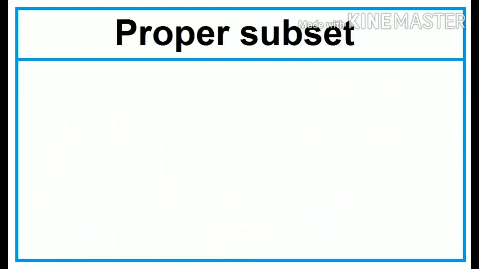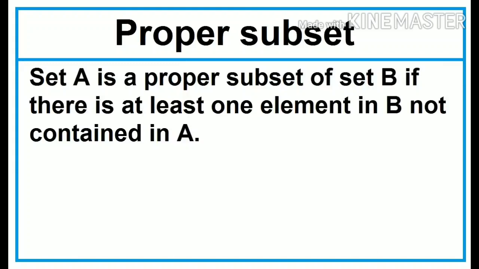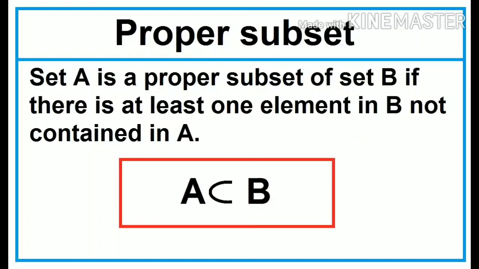Next comes the proper subset. Set A is a proper subset of B if there is at least one element in B not contained in A. The symbol for proper subset is given below. Here B is called the superset, which contains all the elements. Let's take an example.